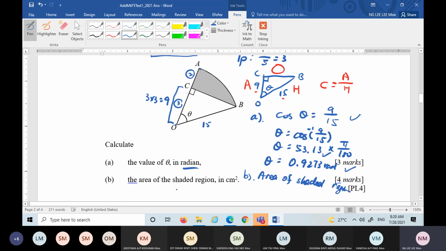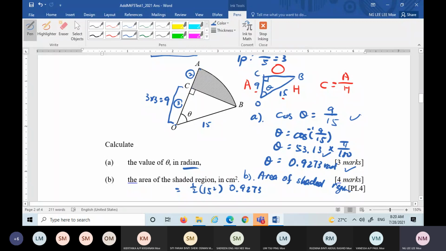So the area of the shaded region equals the area of the sector, half r squared theta. So half, r is 15 squared, then theta is 0.9273.